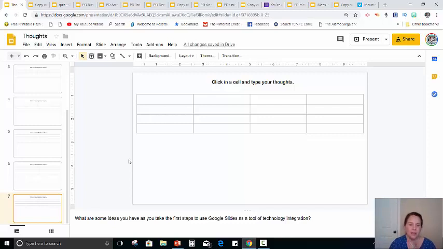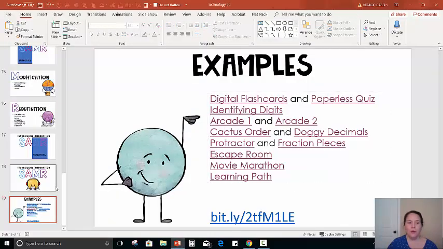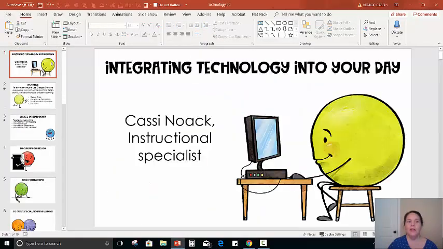So pick a cell, and in the cell I want you to say what are some of the first steps that you're going to take using Google Slides, something that you have and know well. How can you use that as a tool for technology integration? That's what we've had today to talk about: integrating technology and overcoming the shortcomings that you have in your curriculum.